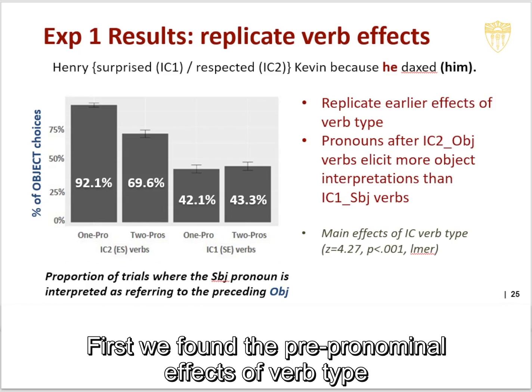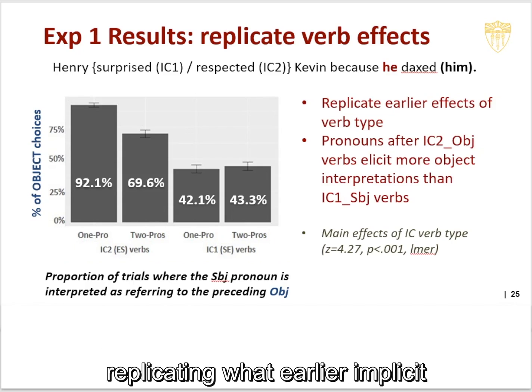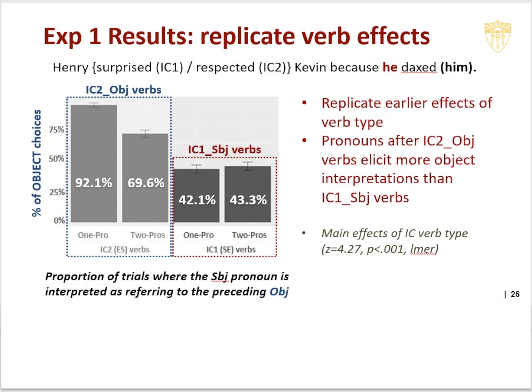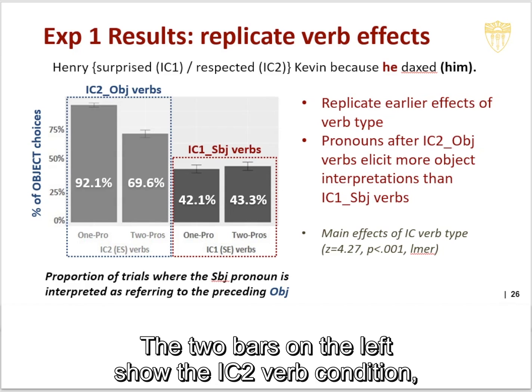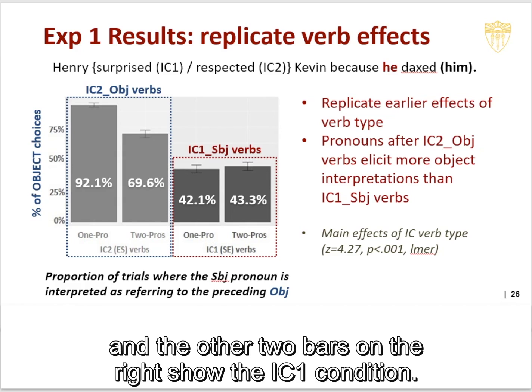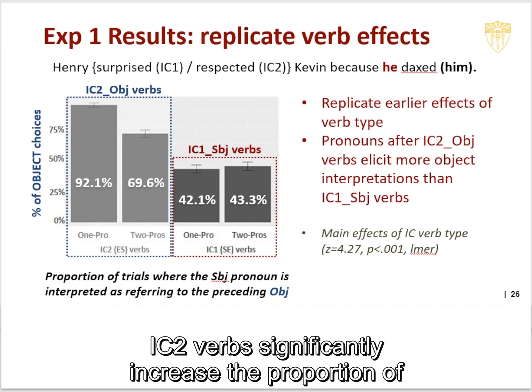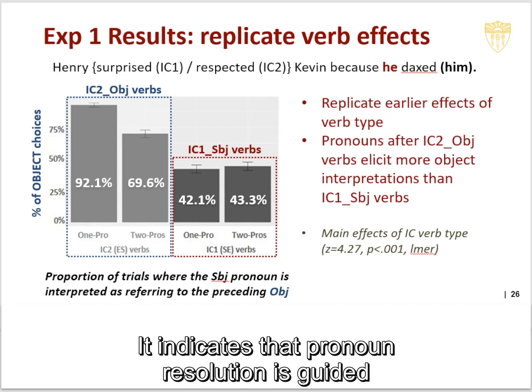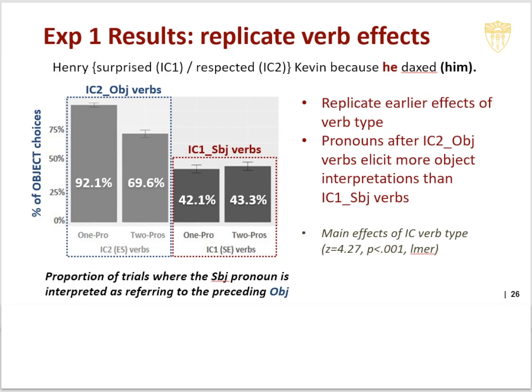First, we found the pre-pronominal effects of verb type, replicating what earlier implicit causality work has found. The two bars on the left show the IC2 verb condition, and the two bars on the right show the IC1 condition. As you can see, IC2 verbs significantly increase the proportion of object interpretation compared to IC1 verbs. It indicates that pronoun resolution is guided by pre-pronominal verb type cues.